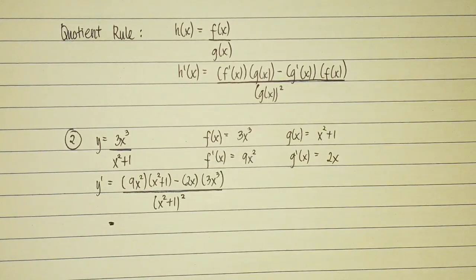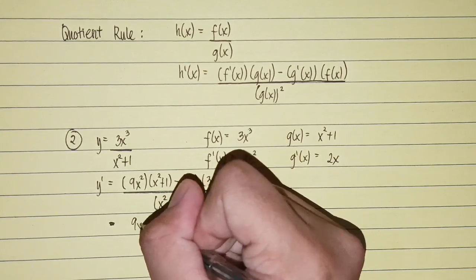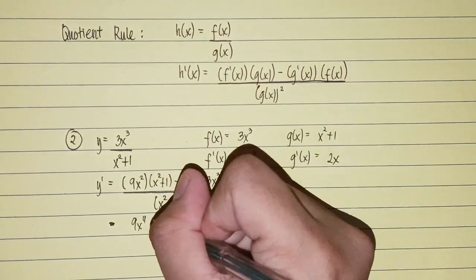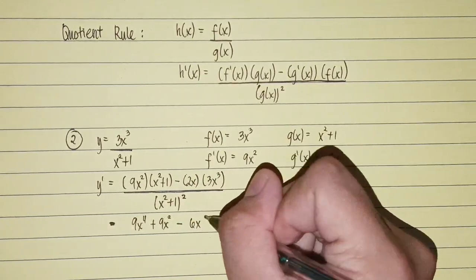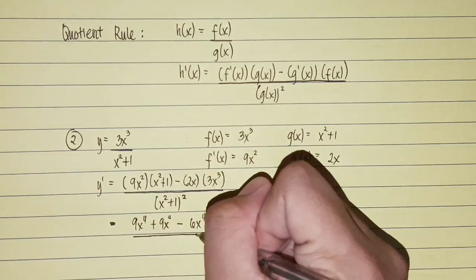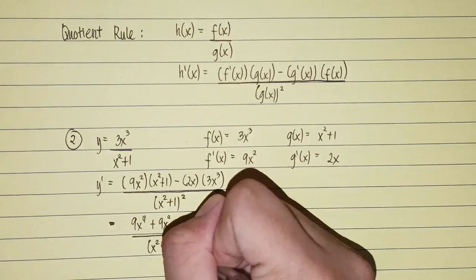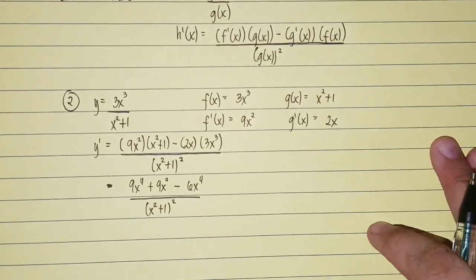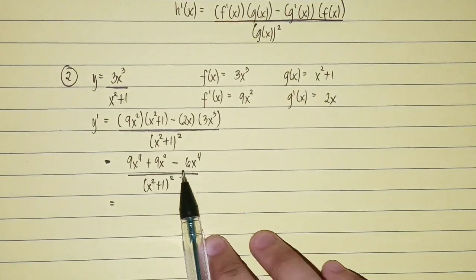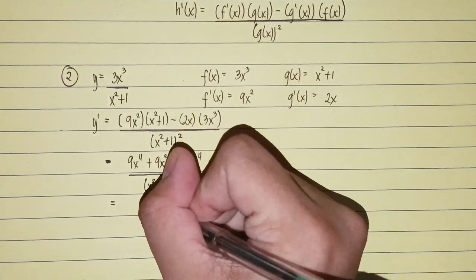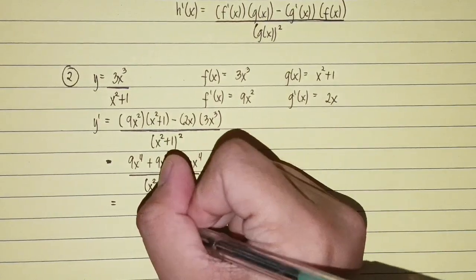Now let's simplify. 9x squared times x squared is equal to 9x to the power of 4. And 9x squared times 1 is equal to 9x squared. And negative 2x times 3x cubed is equal to negative 6x to the power of 4, over x squared plus 1 squared. Let's combine like terms. 9x to the power of 4 minus 6x to the power of 4 is equal to 3x to the power of 4 plus 9x squared.